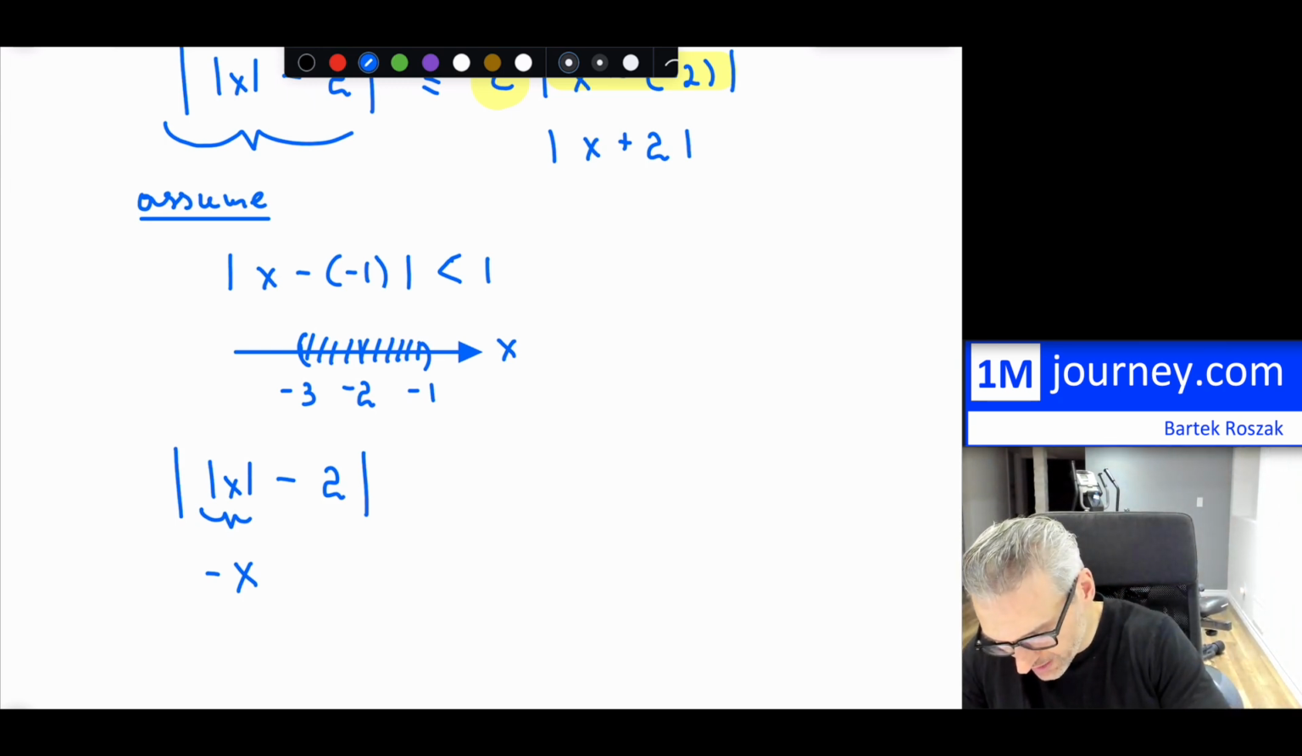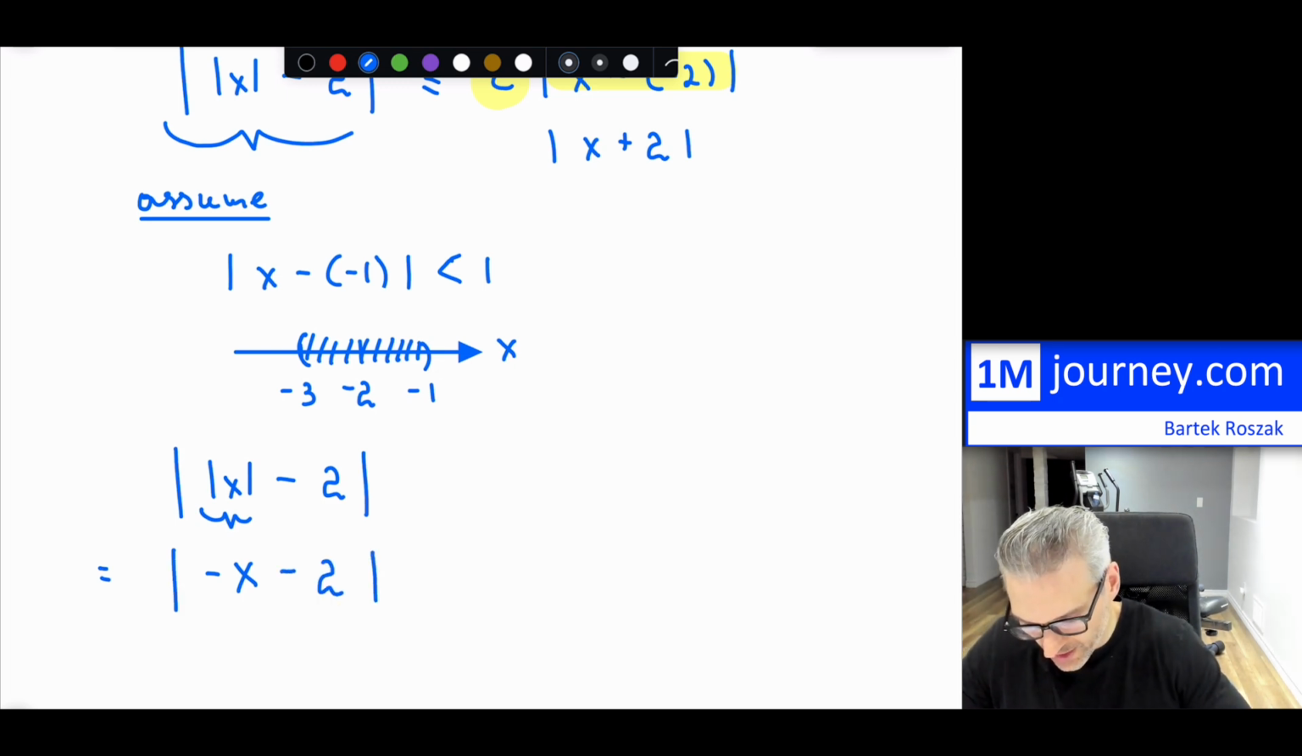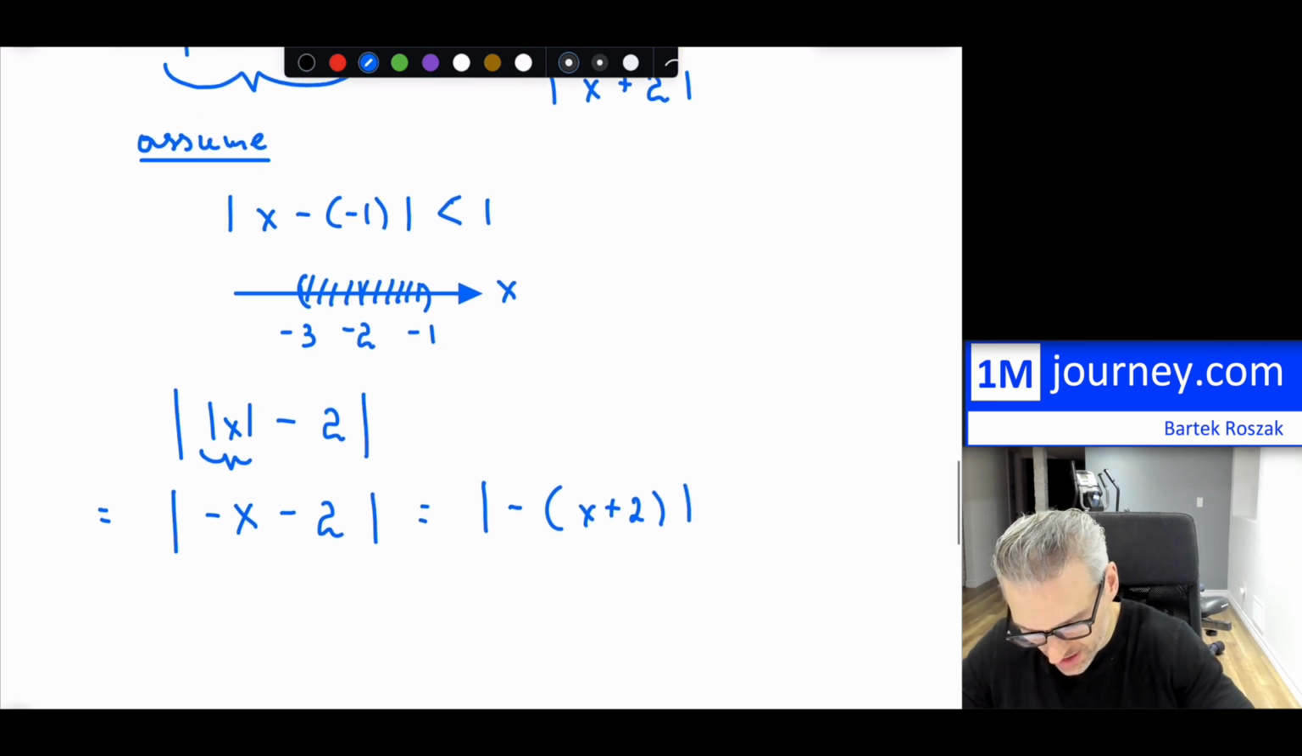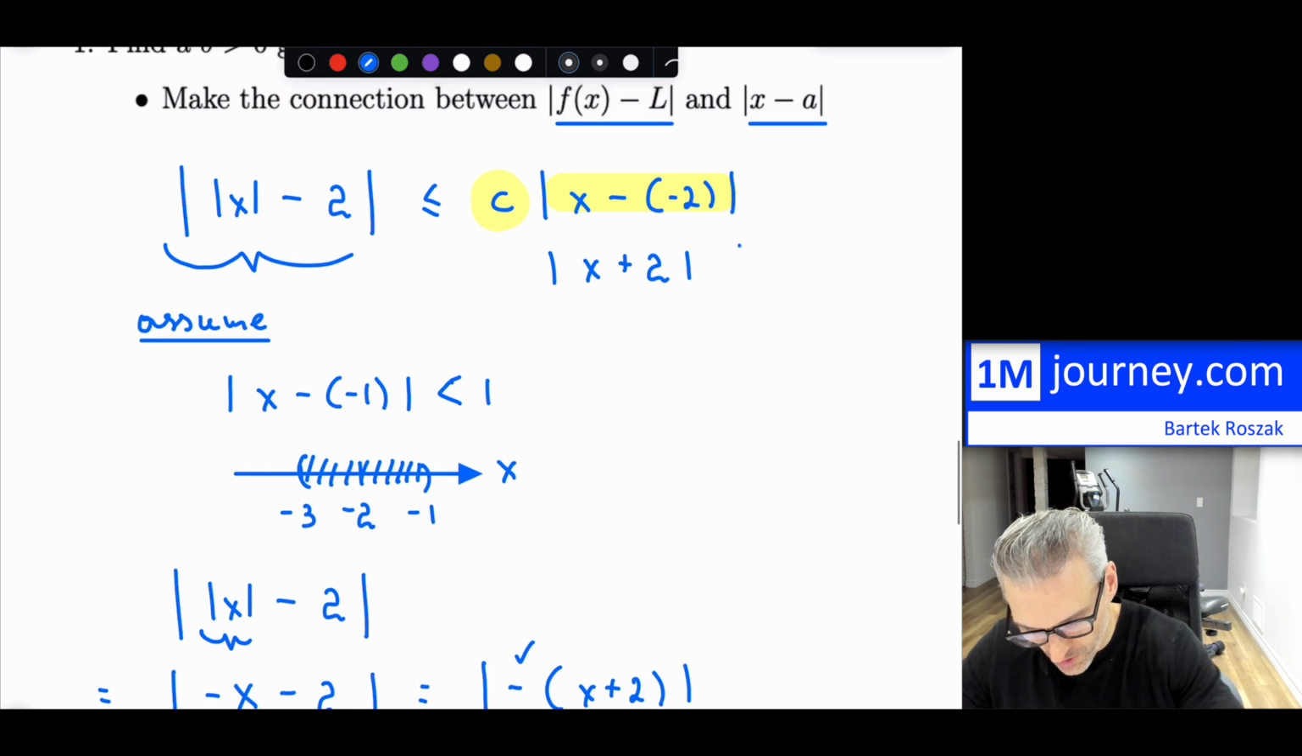Now, why am I doing that? Because notice that right here, if I do this, then it actually falls out. I can now take out the negative, and I'm going to get x plus 2 right there, which is exactly what I wanted. This negative is gone because of the absolute value, so what you have left is x plus 2, which is exactly what we wanted here.